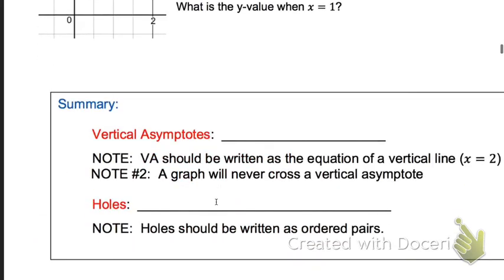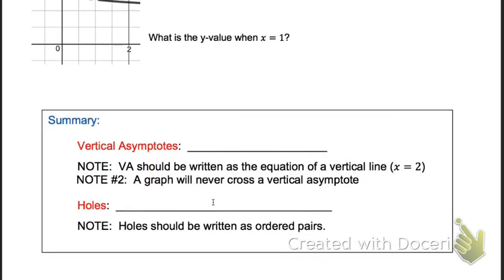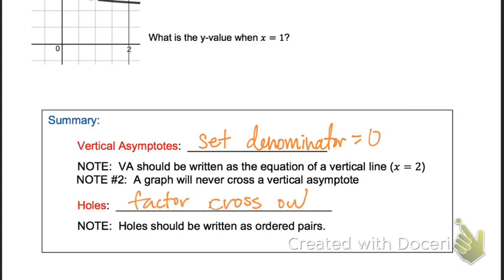Okay, so just to recap, where did the x plus 2 part come from? That's how we did when we factored it. Vertical asymptotes are when you set what equal to 0? Denominator equal to 0. And holes are when factors cross out. Holes should be written as ordered pairs. So that's where I got the 1 comma 4 over 3 from.